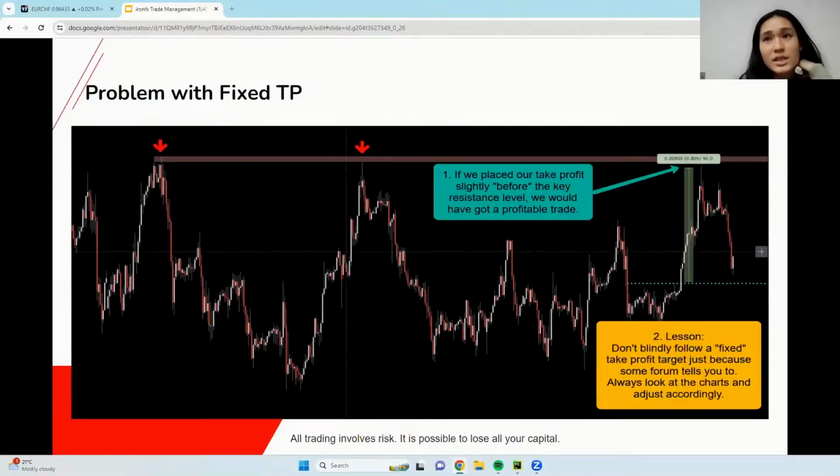Okay. Now, in an alternative scenario, if we had placed our take profit before the key resistance area, we would have gotten a profitable trade. So if we had placed it slightly below, okay, we would have caught price before it reversed. Okay, so the important thing to note from this is to look at the charts and adjust your take profit and stop loss levels accordingly, and not just blindly follow a fixed take profit target, such as 100 pips like we did over here. It's always important to look at the charts and then adjust accordingly.